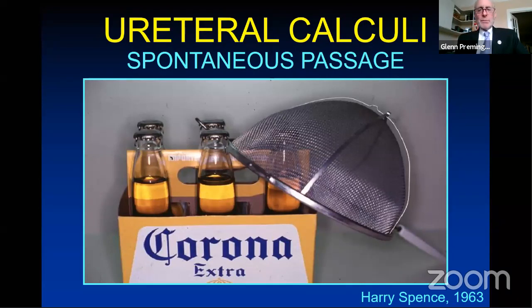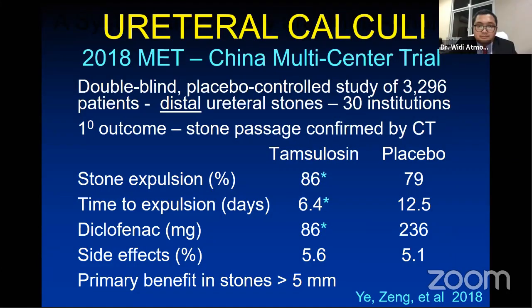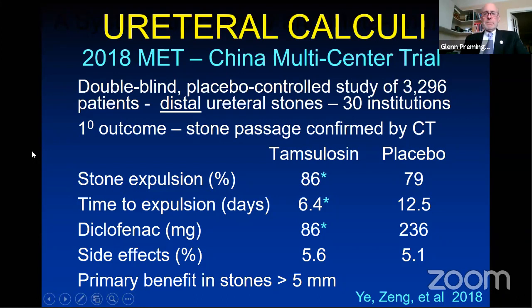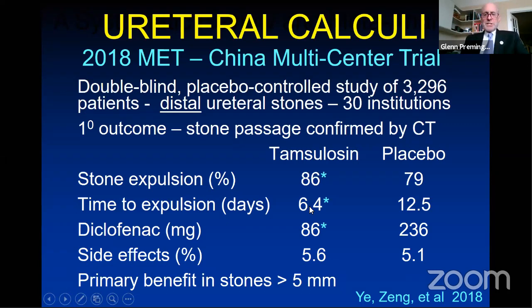And there have been a number of randomized prospective trials. This particular chart looks at a meta-analysis of multiple trials looking at the impact of alpha blockers, demonstrating that alpha blockers will significantly increase the chance of a spontaneous passage. There's still some debate in the literature, however, but I think this 2008 multi-center trial from China really has put this question to rest.